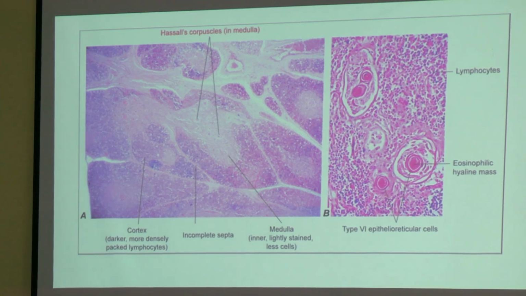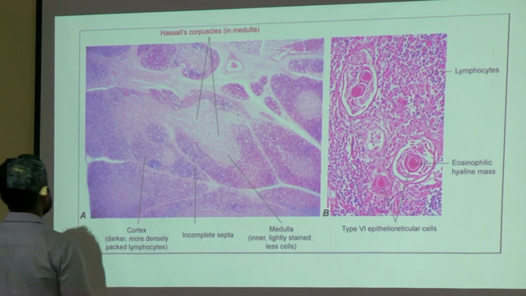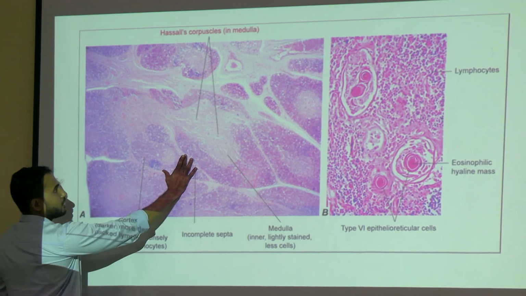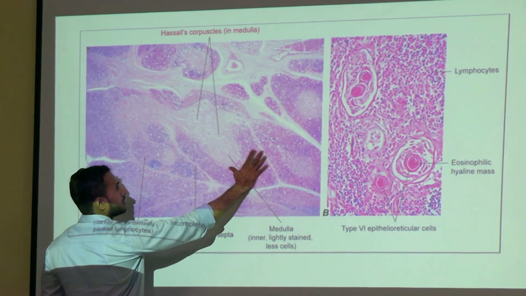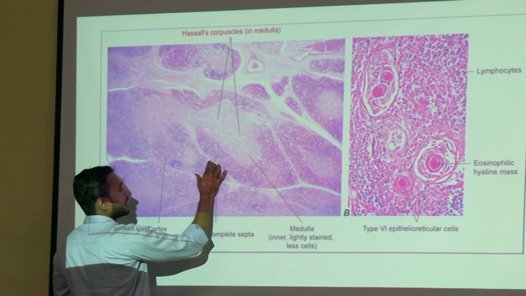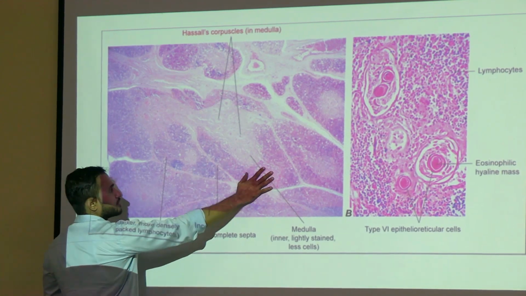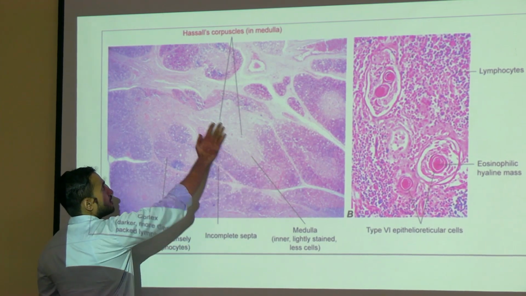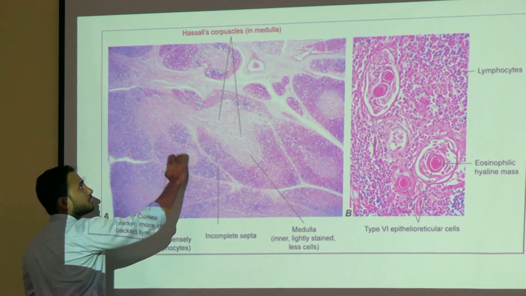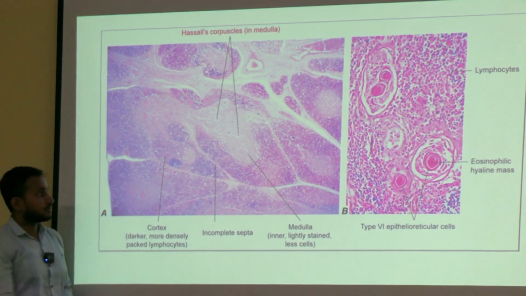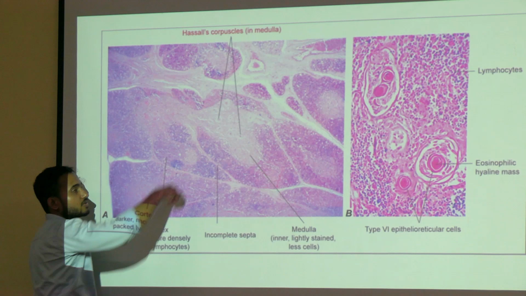Okay, so let me suppose this is one lobule, this is another lobule. This part is the cortex, this part is the cortex. Now you see the medulla is continuous with each other. Okay, you can see this is the medulla. Medulla is continuous with each other.